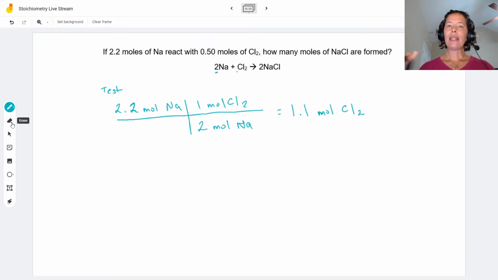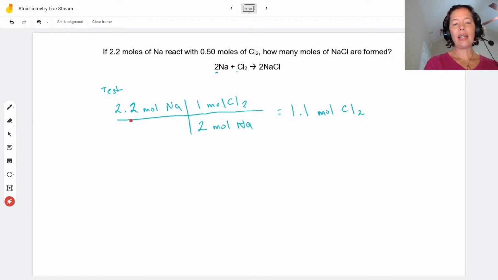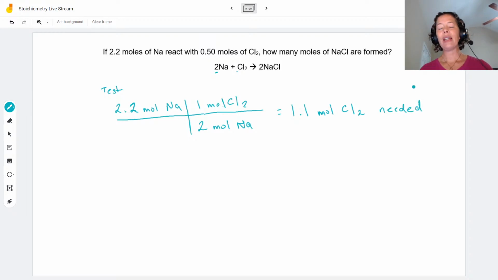So what this test tells me is that if I'm going to use all of my 2.2 moles of sodium, I'm going to need at least 1.1 moles of chlorine. That is how much chlorine is needed to use up all of my sodium. Now again, this is a test, a theoretical calculation.